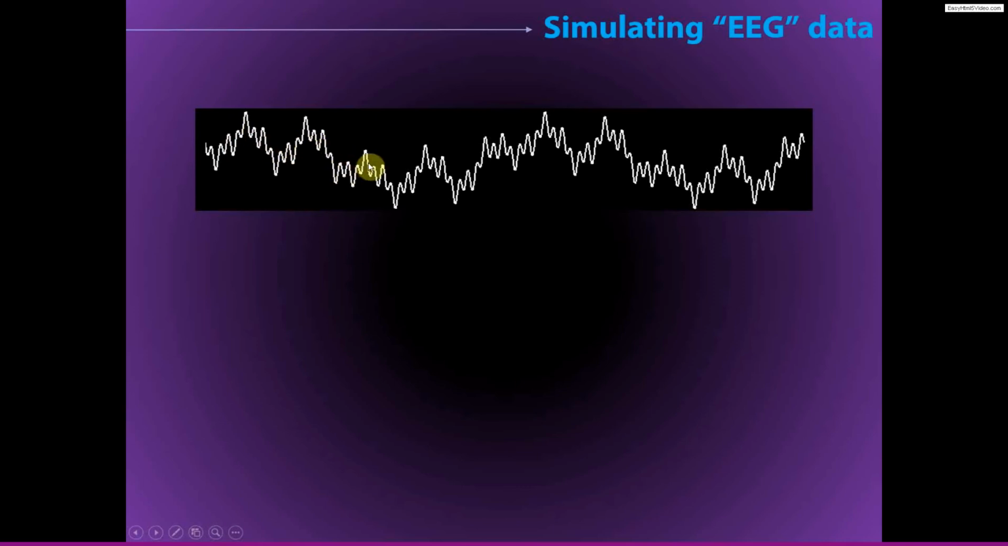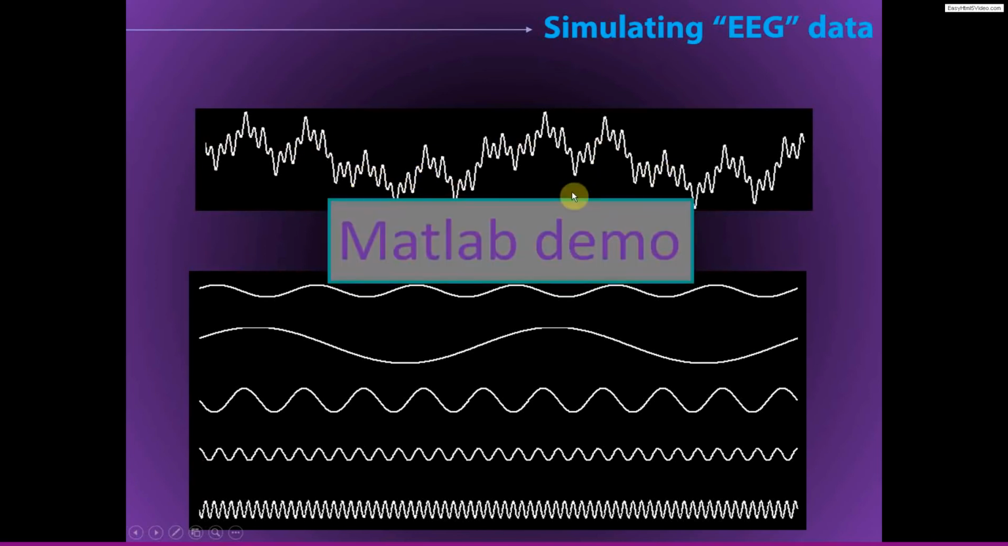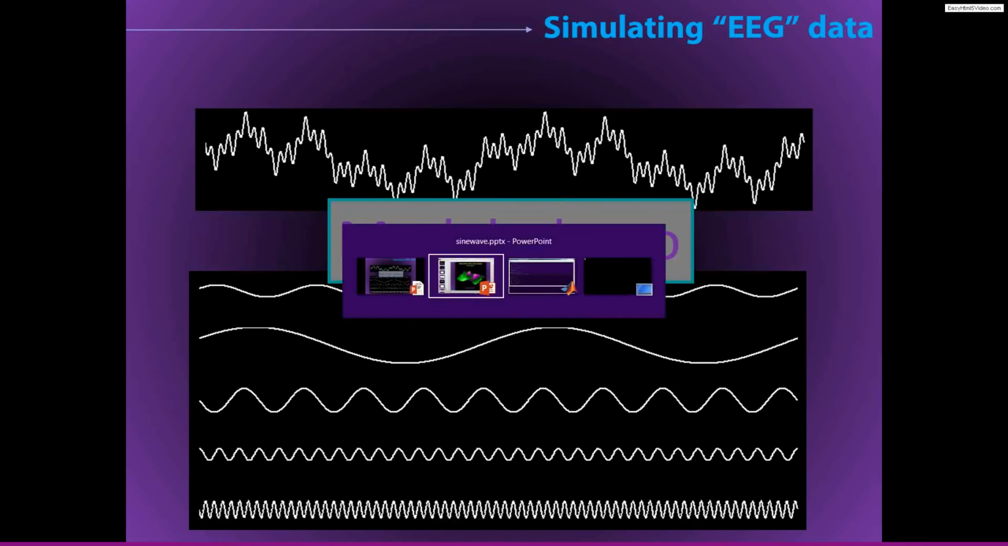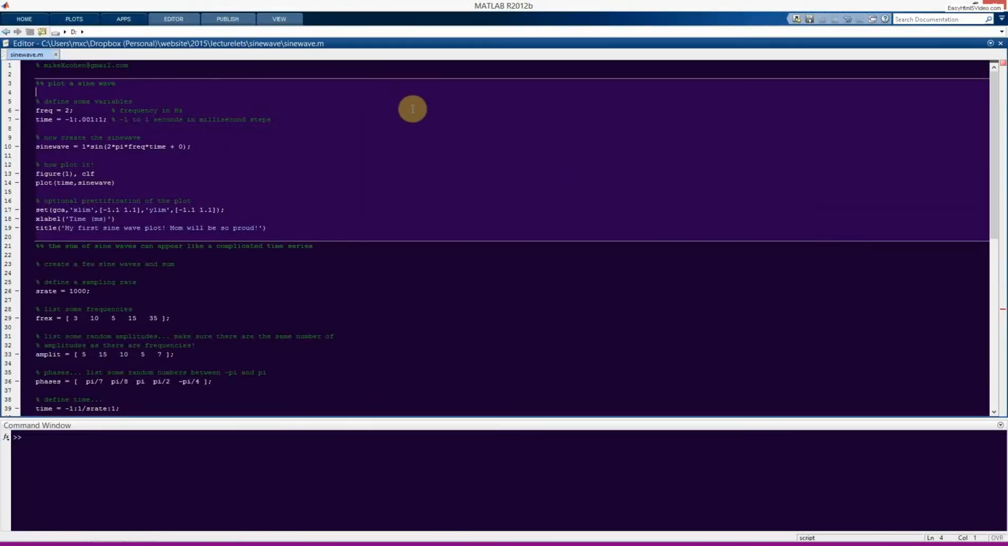This signal I simulated just by summing together 5 different sine waves. So I took 5 sine waves, each one with its own frequency, its own power, and its own phase. And I summed them up at each time point, and that gave us this more complicated and more interesting looking signal. So now we can switch to MATLAB and run some of this ourselves.